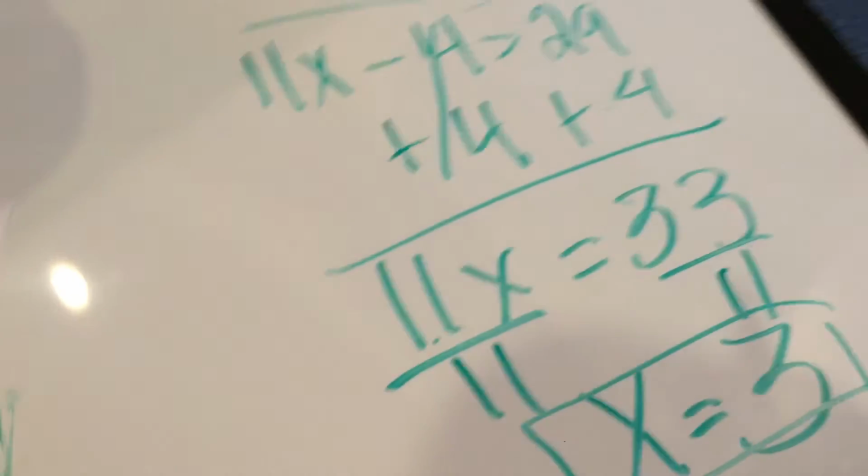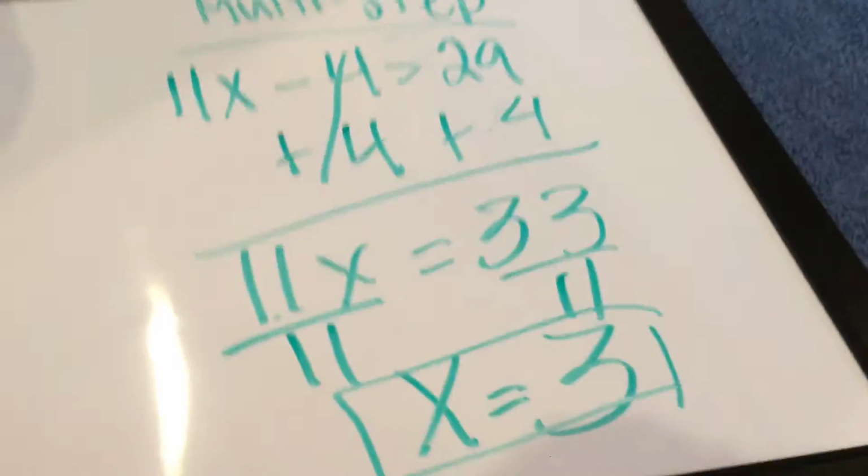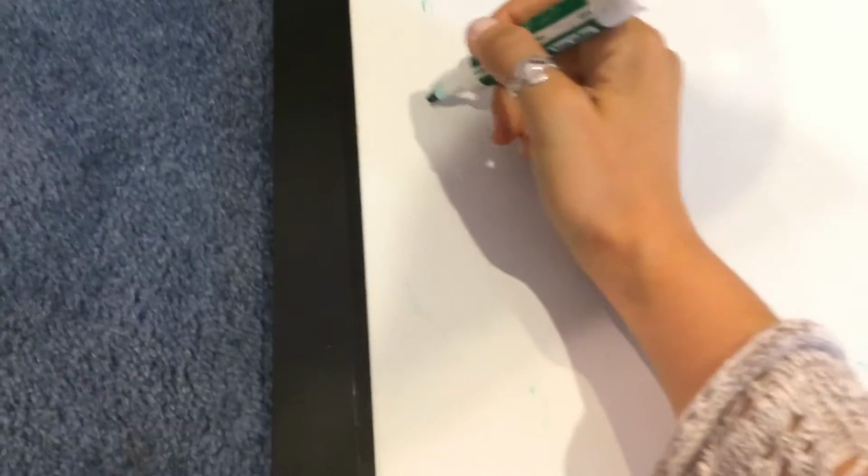That is it basically for multi-step. It's very similar. It's combining the two things you have learned already into basically one giant step. Now we are going to go into the big one. Variables on both sides. So we're going to start off small. So here is an example.